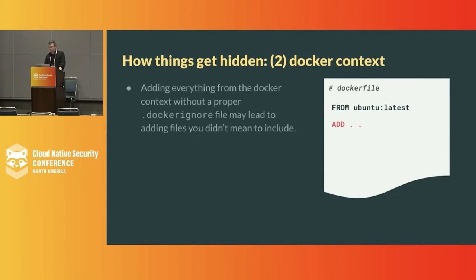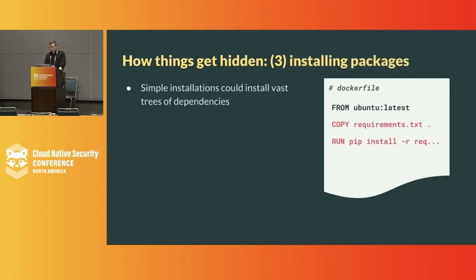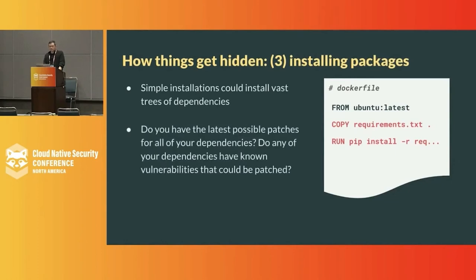Also, if you're adding everything that you can in bulk fashion from your Docker context, and you don't have the proper Dockerignore file in place, you may be adding something that you just didn't intend whatsoever. And the last one, maybe you're just installing packages, and this is probably everyone. When you install a package, you may have a vast set of dependencies that are also coming along for the ride. So are you up to date? Do you have all the patches, et cetera?